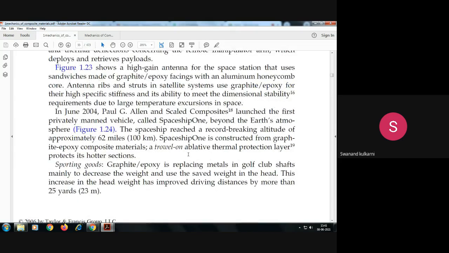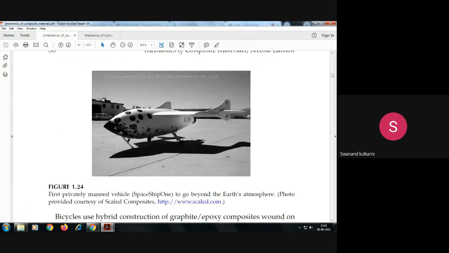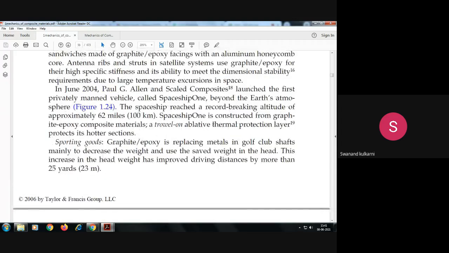Then composites which are newly launched, the spaceship. For the spaceship, here we can see figure 1.24. After this one, here are the spaceships. So this is the first privately manned vehicle, and it goes beyond the Earth's atmosphere. Here you can see the Scaled Composites vehicle, in which this composite material was used. Is it okay? So this is one of the applications in space also.